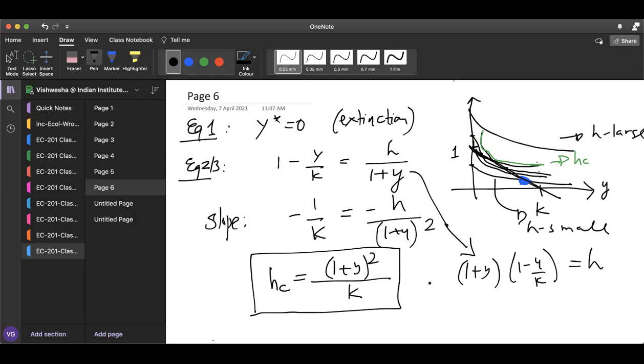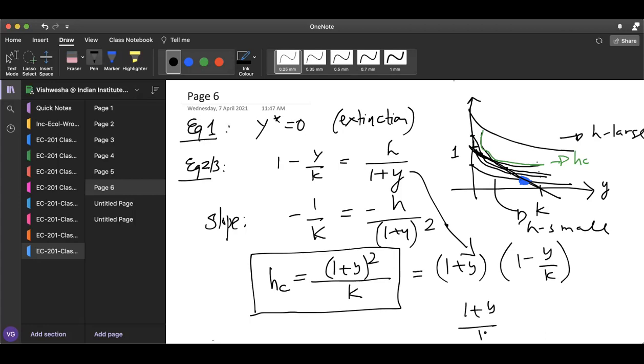I was just thinking hc is equal to this, which is also equal to... I think there may be a simpler way. If I set h equal to 1 plus y into this, it is also equal to 1 plus y into 1 minus y by k, right? I can now set these two equal and I will get 1 plus y by k is equal to 1 minus y by k. Is that right?